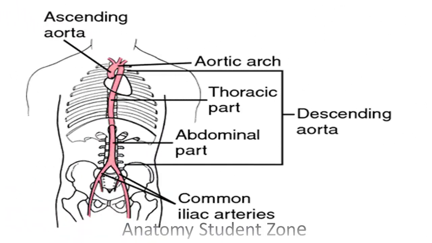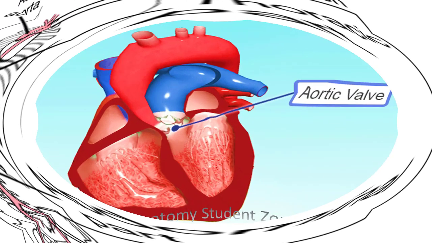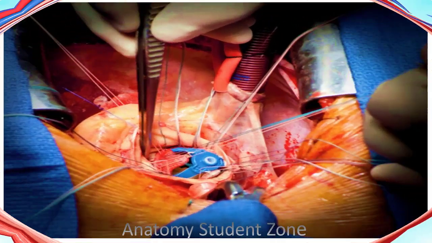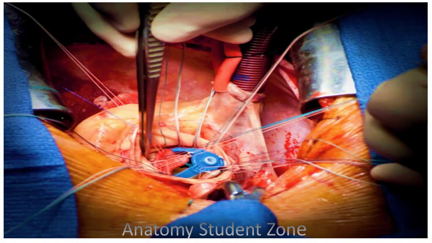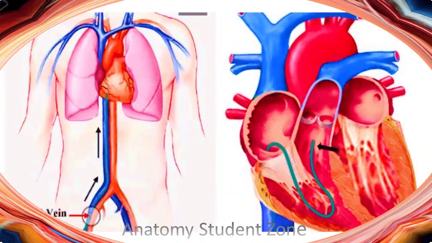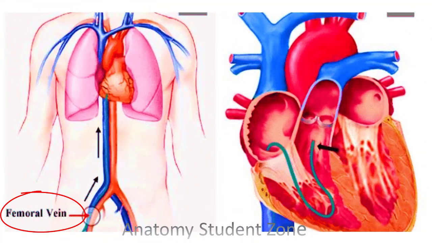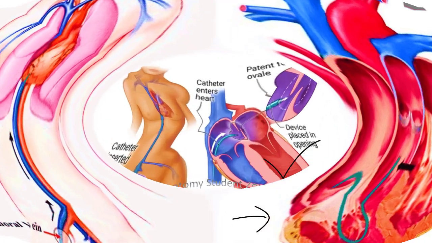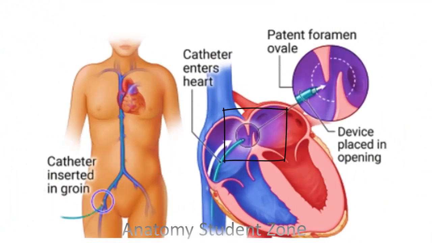You should remember that we can also use this approach to obtain access to the ascending aorta for aortic valve replacement in cardiac surgeries as well. Besides the catheterization of the femoral artery, we can also use the femoral vein. We can use the femoral vein to gain access to the right side of the heart through the inferior vena cava. We can use this approach to repair patent foramen ovale, a congenital heart defect involving the embryological openings between the right and the left atria.